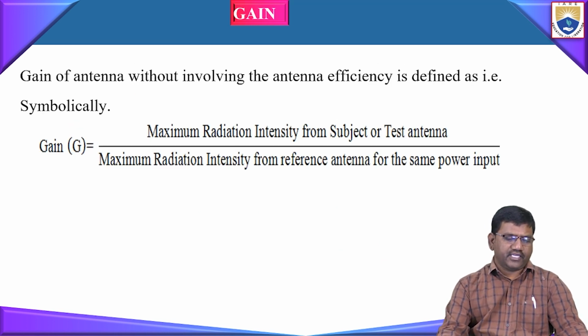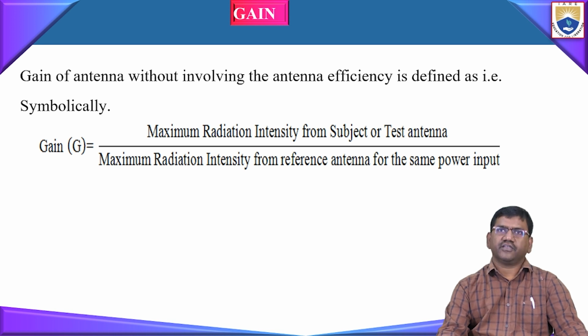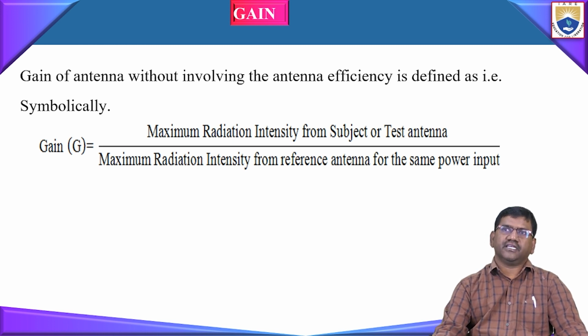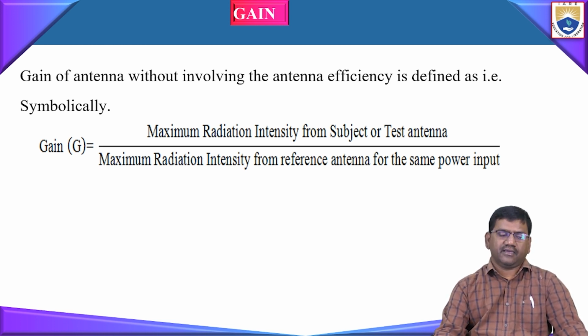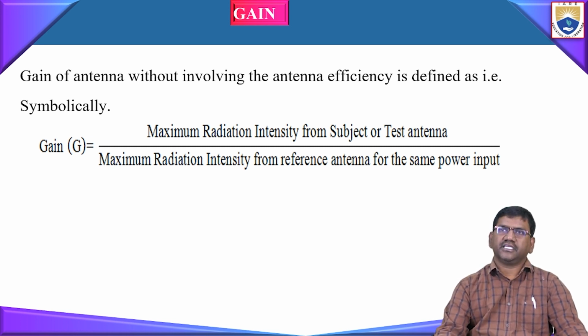And the next definition is the gain. Gain of an antenna, without involving the antenna efficiency, is defined as the maximum radiation intensity from the test antenna divided by the maximum radiation intensity from a reference antenna for the same power input. The test antenna means a practical antenna, the antenna that we have designed and are going to test its performance. We call it the test antenna or the subject antenna.